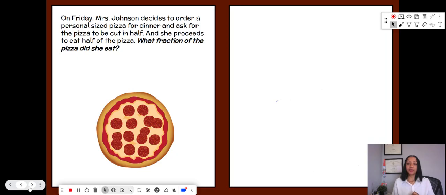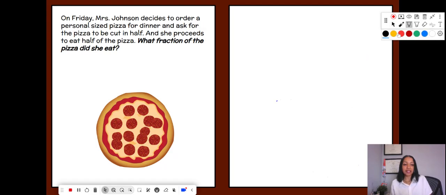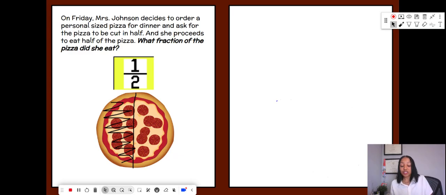Now let's think about an example. On Friday, Mrs. Johnson decides to order a personal-sized pizza for dinner and asks for the pizza to be cut in half. And she proceeds to eat half of the pizza. What fraction of the pizza did she eat? So let's just go ahead and make that an example. On Friday, she gets a pizza that's cut in half, and she eats half of that pizza. So she eats this part of the pizza. Okay. Moving on to Sunday, she eats 1/2 the pizza, and that's our written fraction. Go ahead and write that on our note page.